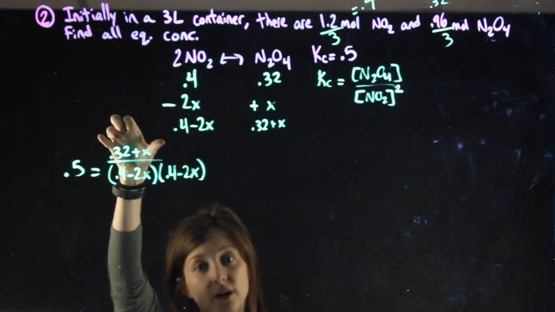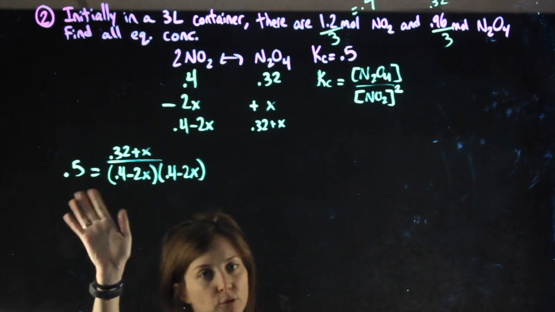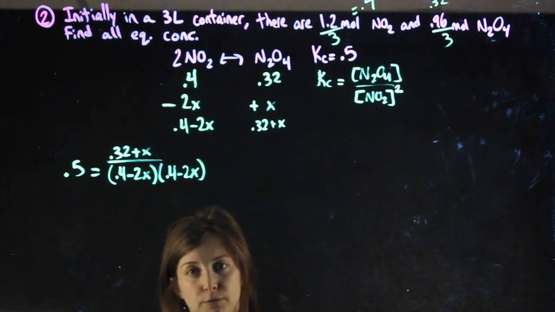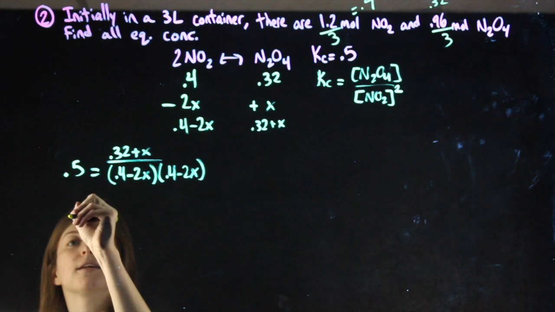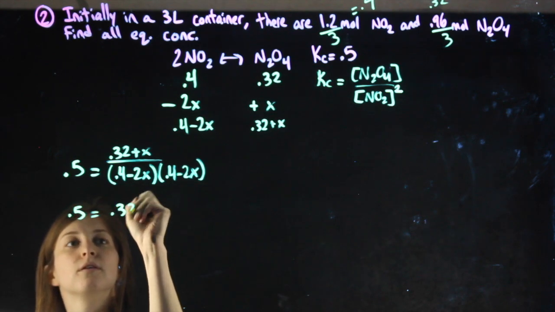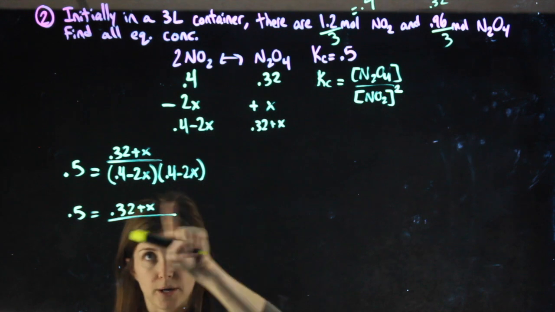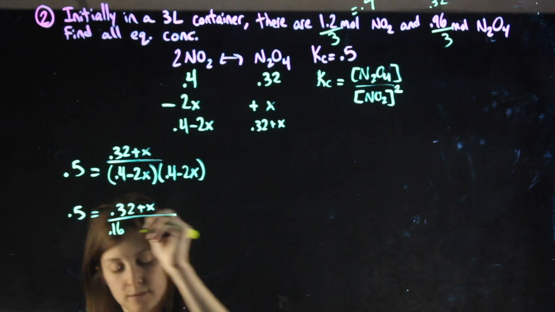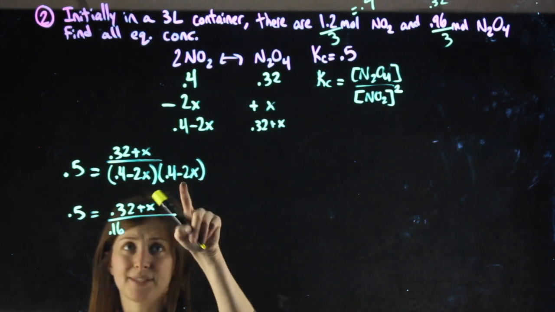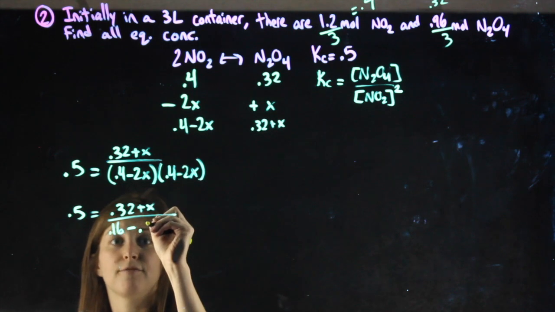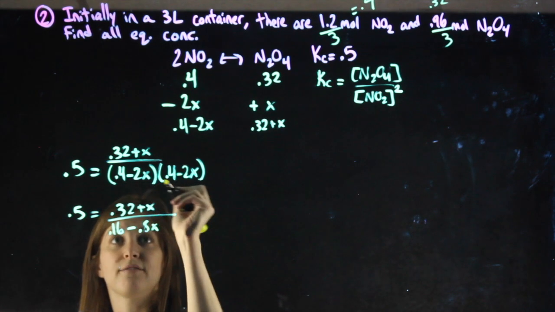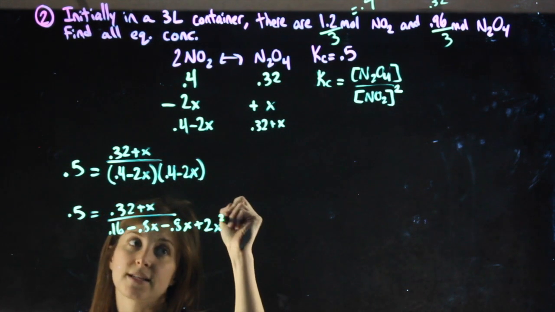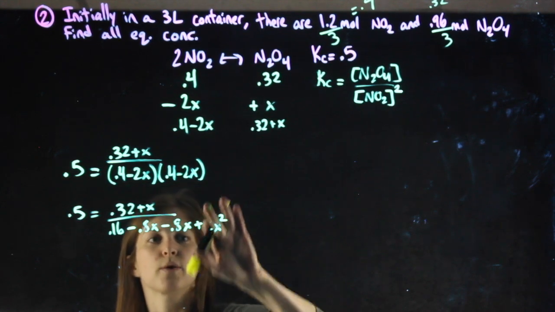If the top were squared and the bottom were squared, I wouldn't FOIL it, I'd square both sides, but the top isn't squared, so I can't use that square root trick. Instead, I'll leave this as it is for now, and just FOIL the bottom. So 0.4 times 0.4 gets me 0.16. 0.4 times negative 2x, negative 0.8x. Doing that again for this other term, negative 0.8x. 2x times 2x, the negatives cancel, gets me 4x squared.